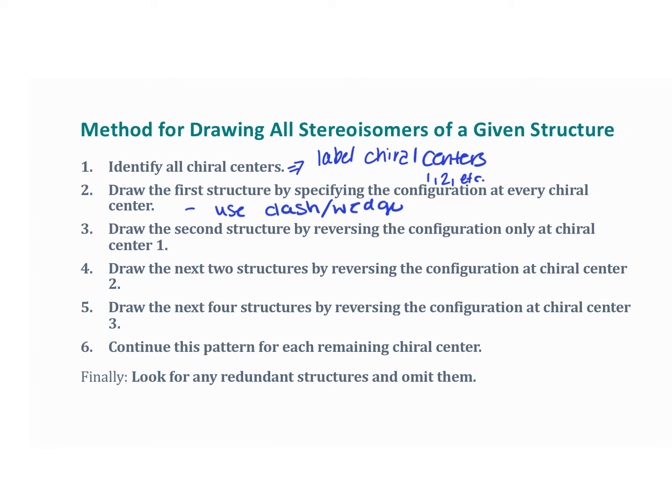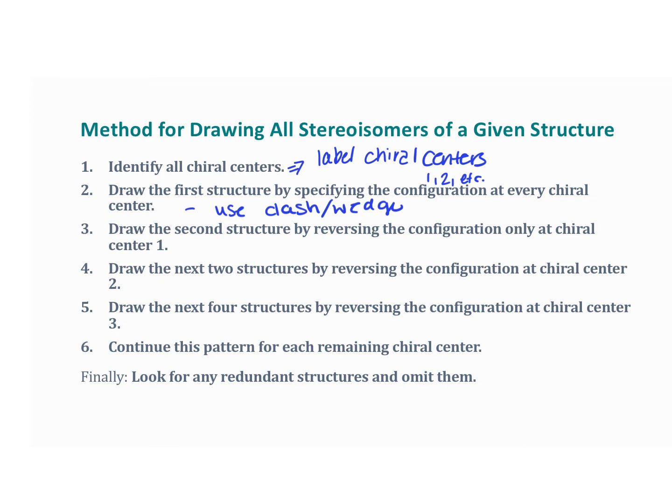Then you need to draw the second structure by reversing the configuration only at one chiral center, for example, chiral center 1. Then you need to draw the next structures by reversing the configuration at chiral center 2. And then you need to continue to repeat this until you draw everything.